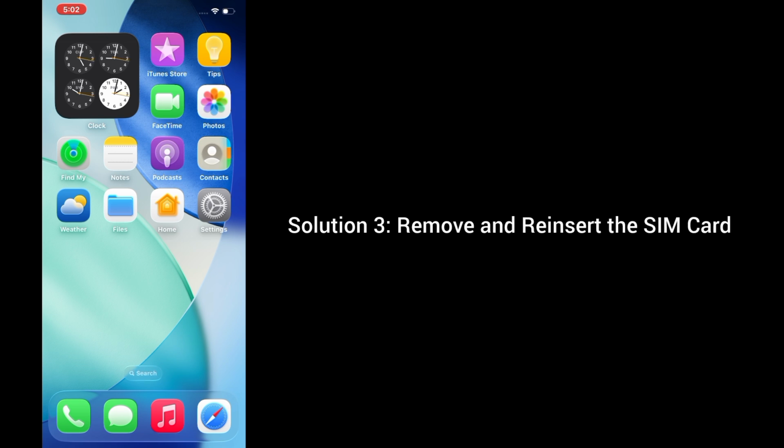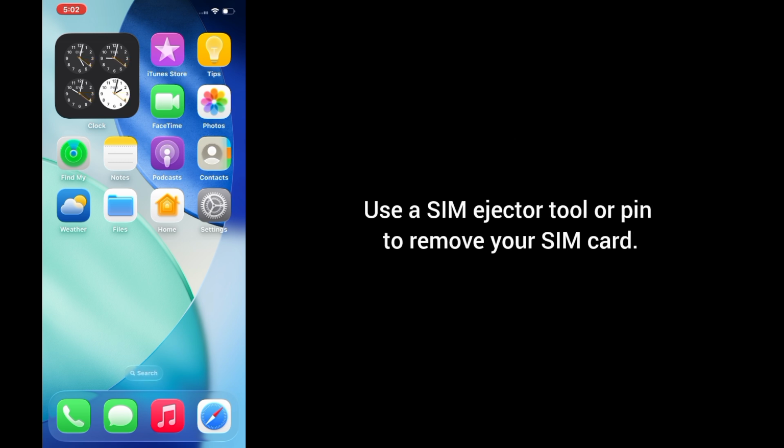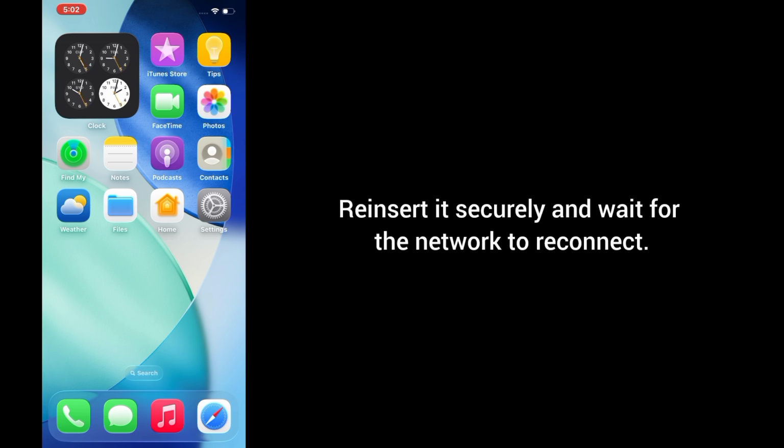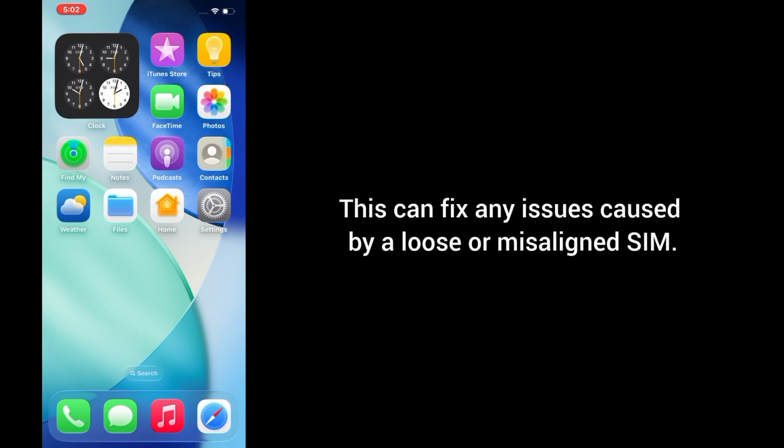Solution 3. Remove and reinsert the SIM card. Use a SIM ejector tool or pin to remove your SIM card. Clean it gently with a dry cloth. Reinsert it securely and wait for the network to reconnect. This can fix any issues caused by a loose or misaligned SIM.